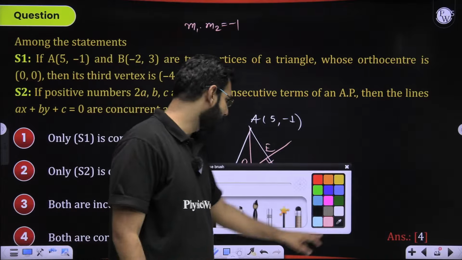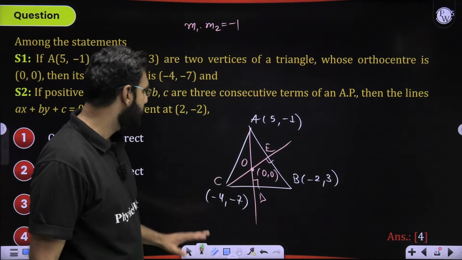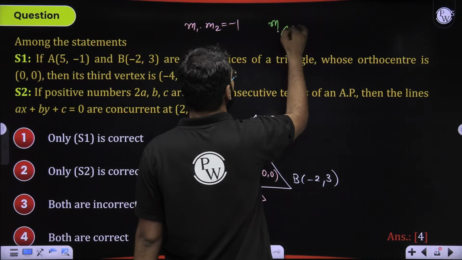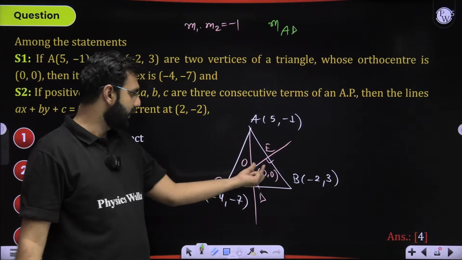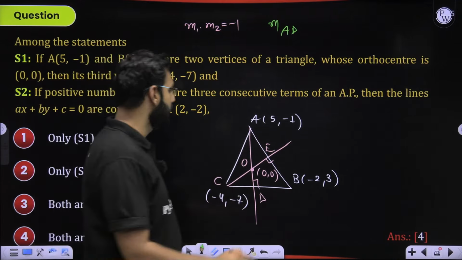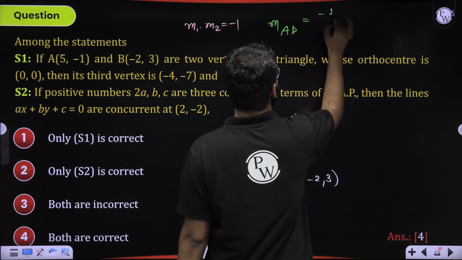So with that, what do I have? Let me find the slope of AD. I hope you know that. The slope of AD, with 0, 0 as a point, will be y2 minus y1 upon x2 minus x1. So it will be minus 1 upon 5. The slope of AD will be minus 1 upon 5.